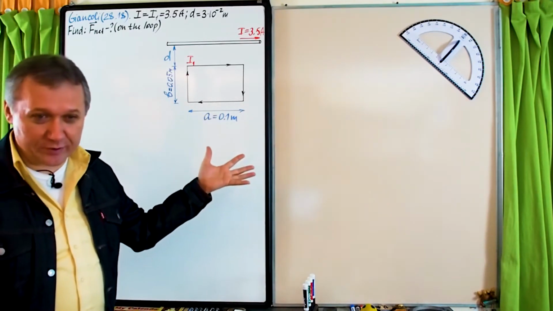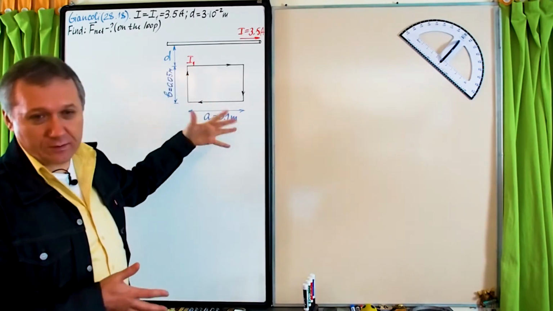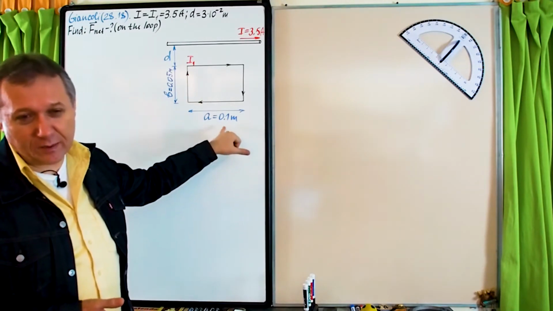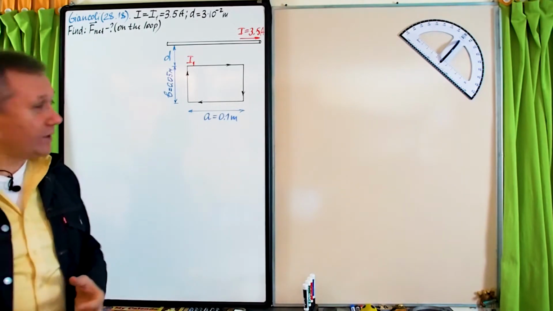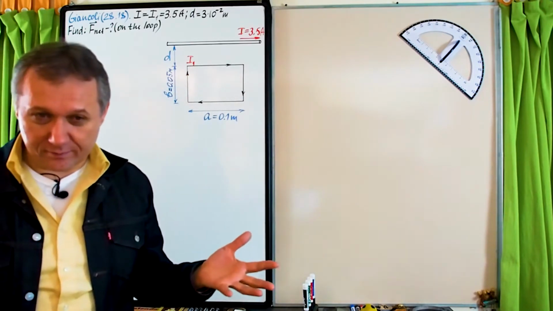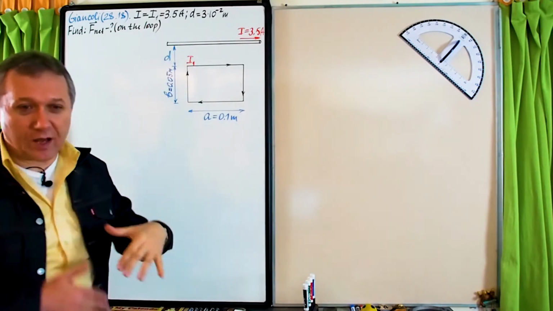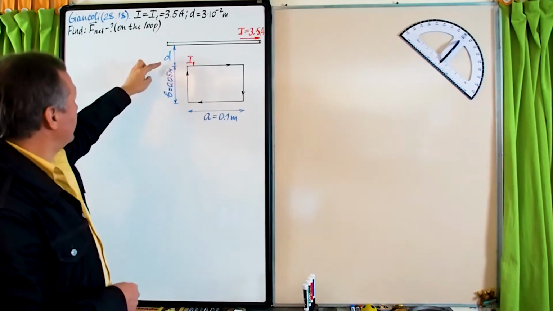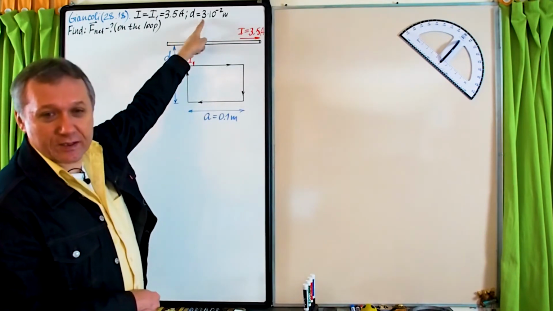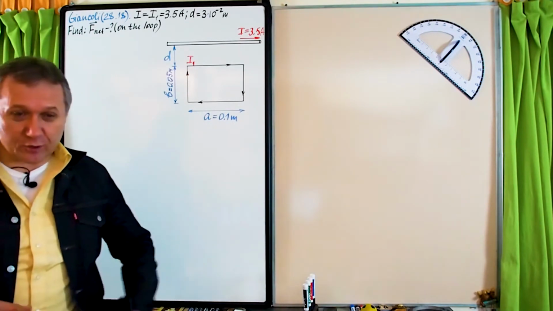Now some geometry is given. Of course, the size of this loop: the width or the length, whatever, a, is 10 centimeters, but I immediately converted to meters, 0.1 meters. Then the height, 5 centimeters, 0.05 meters. And then the distance from the wire to the upper part of the loop is d. I didn't have enough space, so I wrote d is 3 centimeters, or 3 times 10 to the power of minus 2 meters. Okay, so that's the system.